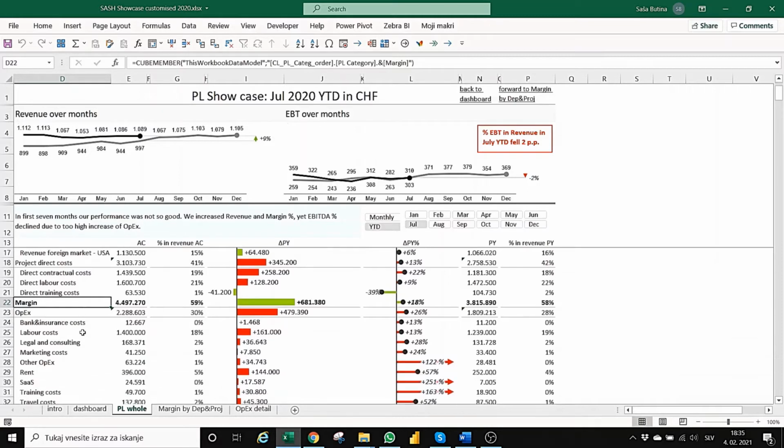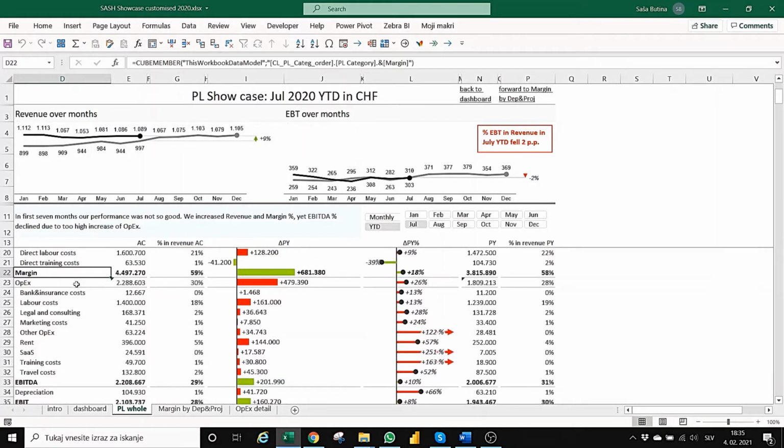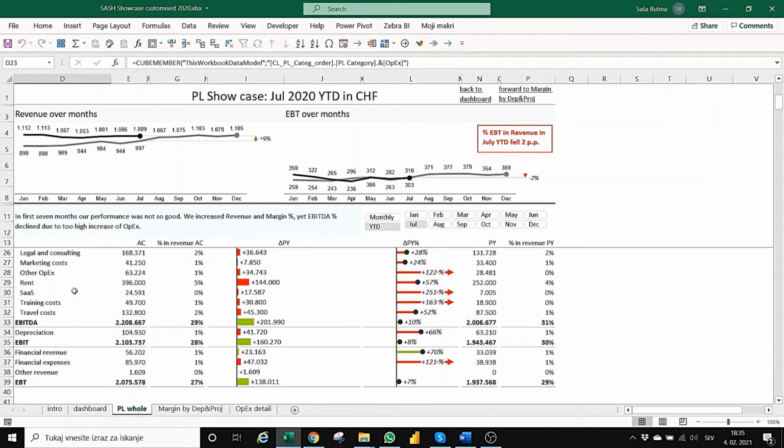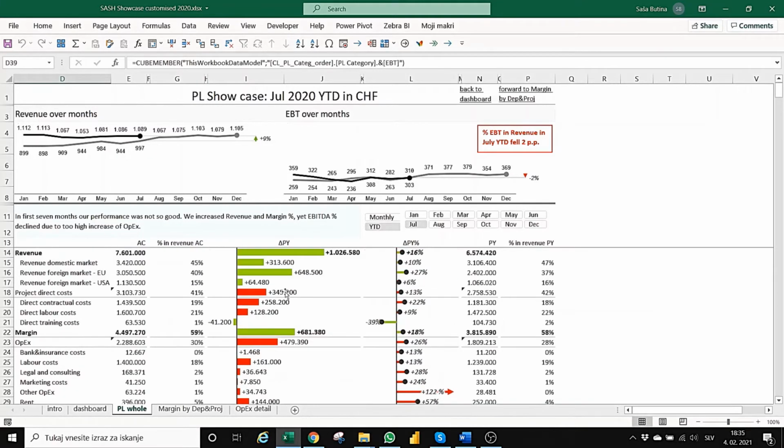Further down, all items are pretty standard, so I don't think I have to explain a lot. Here we have OPEX, operating expenses, and all the way down to earnings before taxes. What is worth mentioning are these 2 columns here, variance to previous year in absolute values and in percentages. These 2 columns are shown also visually. This way we can immediately notice any important and big variations.